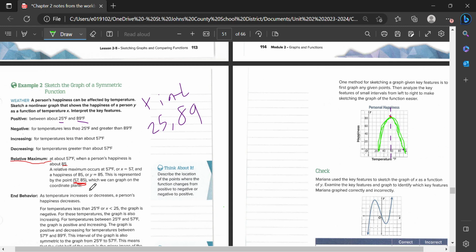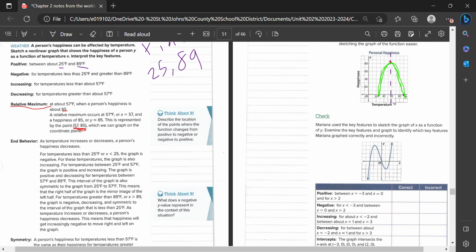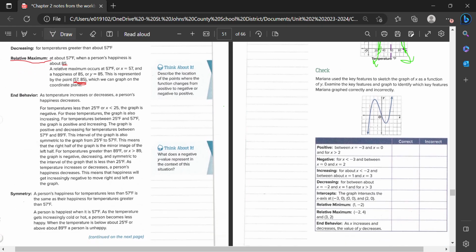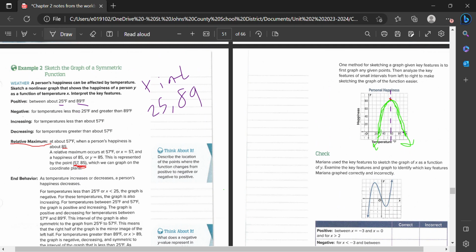Okay. And then the end behavior talks about basically going down forever. As temperature increases or decreases, a person's happiness decreases. So all that's saying is that this will just go down forever. According to this, you know, we're all happy gamers, all right? So that would be our graph. That's how we're going to graph it.